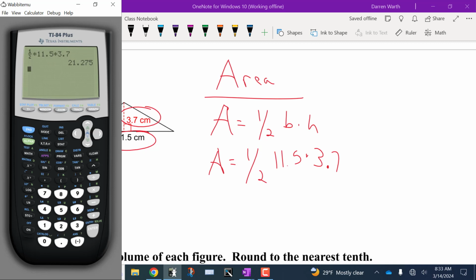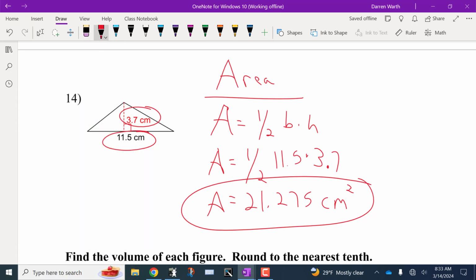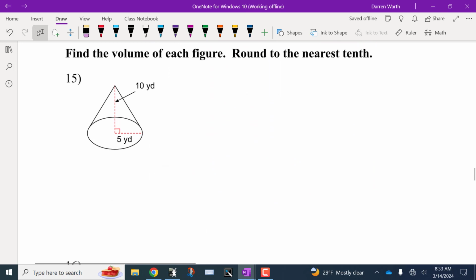That looks like that's going to come out to be, on number 14, 21.275. So area is going to equal 21.275. And it looks like we're in centimeters squared. So that will be your answer to number 14, 21.275 centimeters squared. Now when I go on to this next one, number 15, now we're talking about volume. It says find the volume of each figure, round to the nearest tenth.